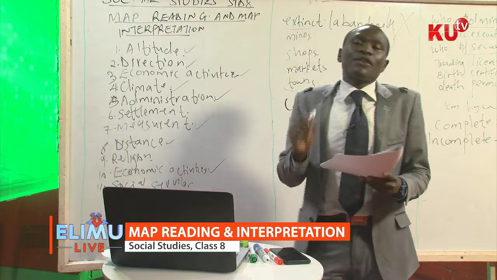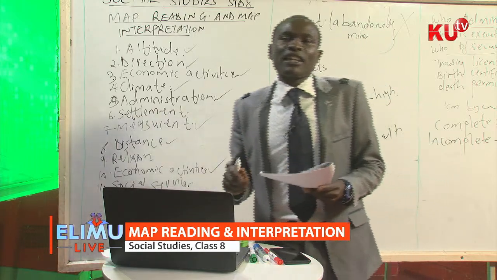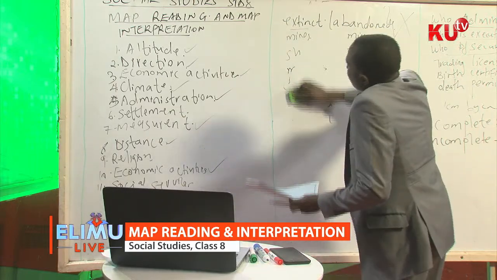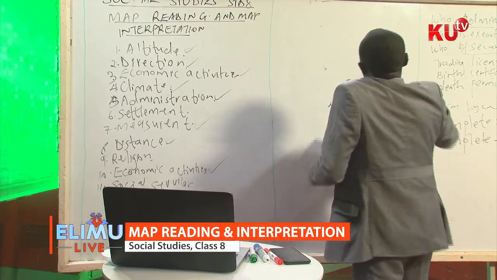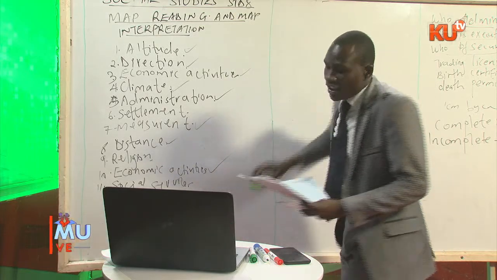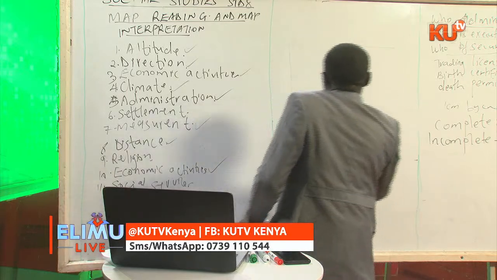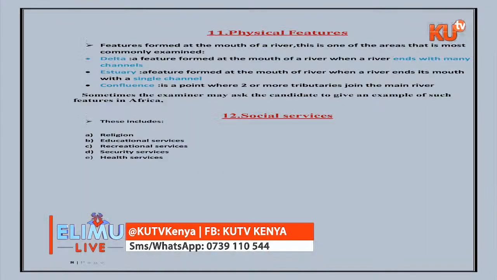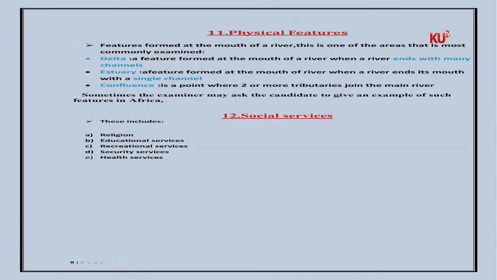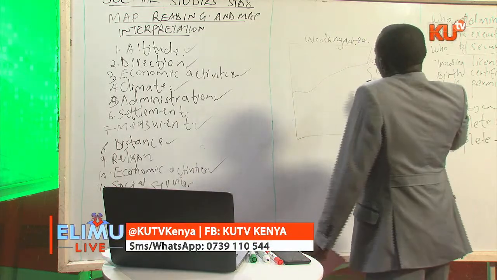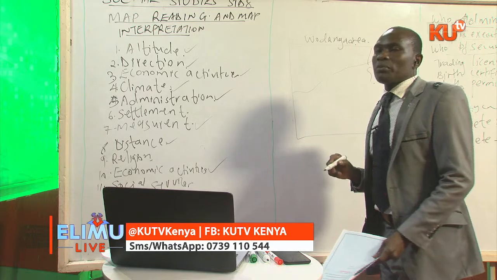Lastly, physical features is an area that is most commonly examined on map work. On physical features, they will ask you first on vegetation. The type of vegetation in this map is likely to be, for example, if this is Wodanga area, there are forests here. They are asking you the type of vegetation here is likely to be dash.